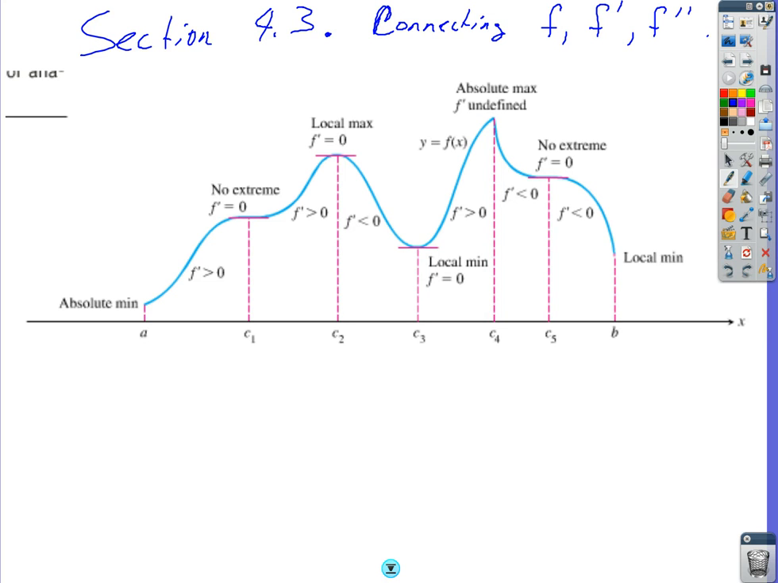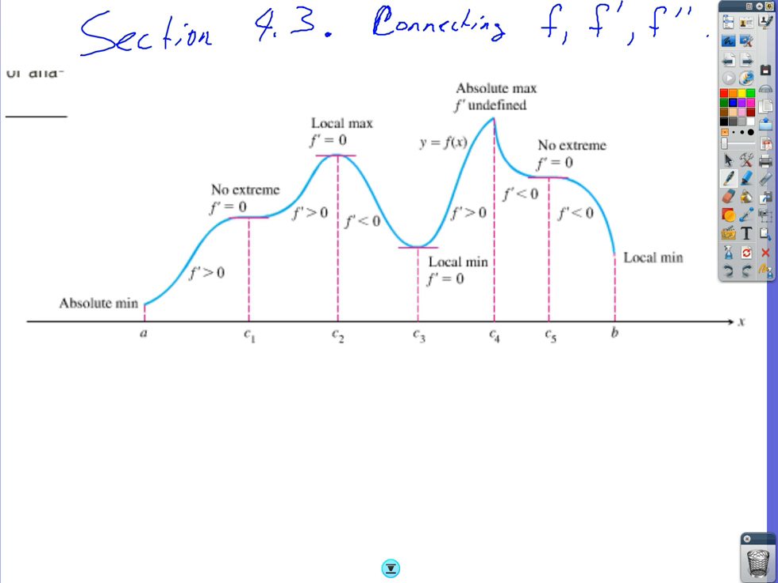But today we're going to be starting section 4.3, where we're going to connect f prime and f double prime, and how the relationship between those graphs and those functions is really quite remarkable. And there's some amazing things that we can find from them. This is going to take some time to soak in, and you've got to really be paying attention to this stuff. So let's take a look.